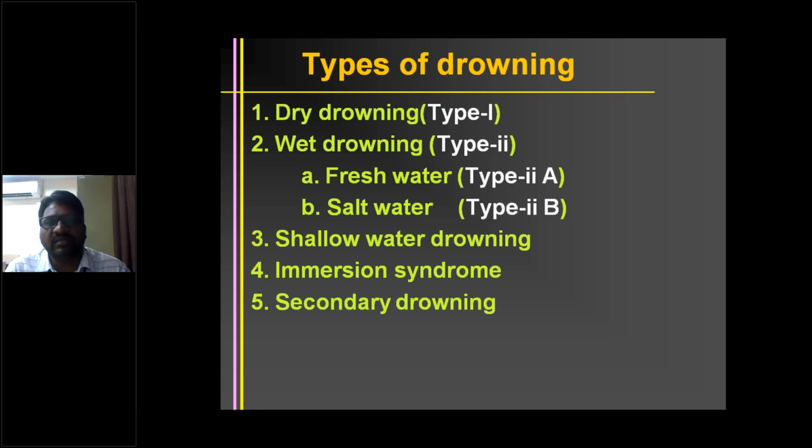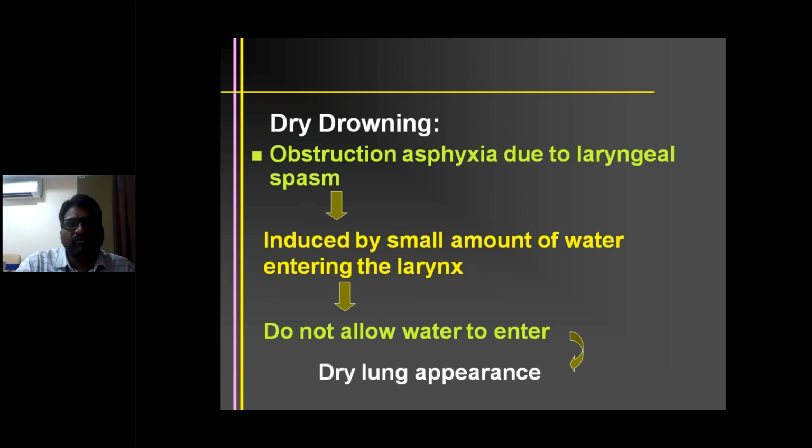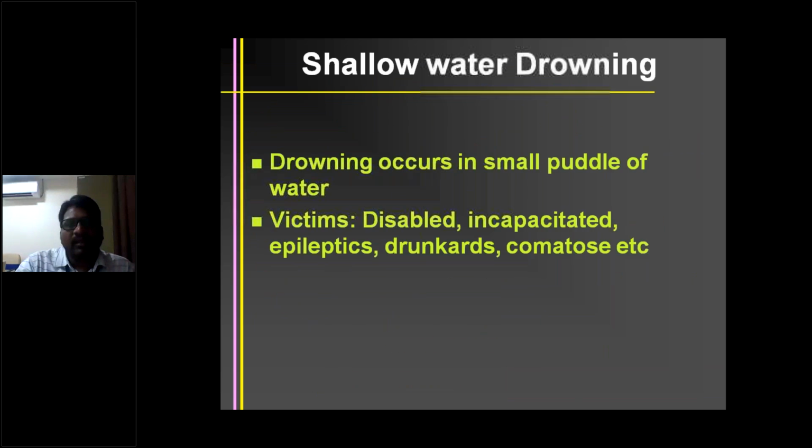And secondary drowning is where the person is retrieved or recovered from the pond or water, may survive, and is treated in the casualty. At the time of treatment, the person may die because of complications of the drowning. That is secondary drowning, because of pneumonitis, septicemia, or any other cause, whatever it may be, you can call it secondary drowning. Now come to the postmortem findings in case of drowning.